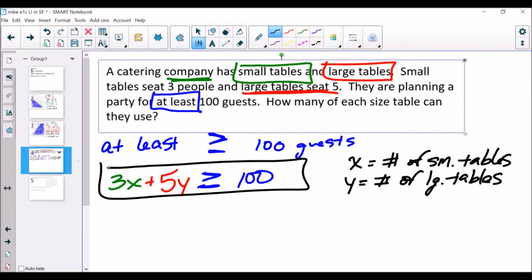Now, I just want you to take a look at that real quick and realize that that inequality is there, that greater than or equal to. So, you know, we could come up with some ridiculous numbers. If you were to say there would be 1,000 small tables and 1,000 large tables, yeah, of course that's going to be able to sit at least 100 people because there's more tables than there are people.